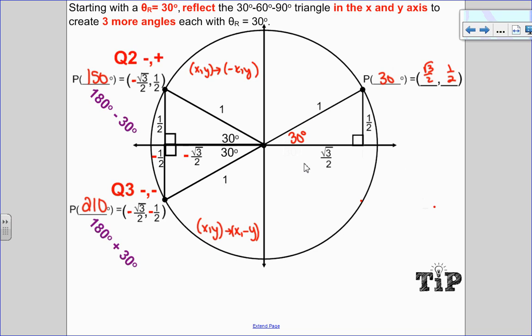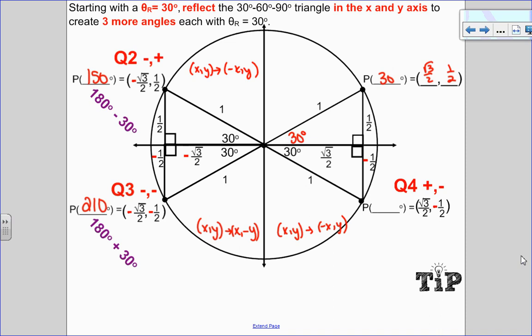Okay, for my final triangle here, I'm going to take this triangle and reflect it horizontally in the y-axis. When I reflect something horizontally, all of my (x, y) points become (negative x, y) points. So x becomes the opposite value, y stays the same. Reflecting that triangle, you can see that my y values stayed the same, negative 1/2. My x values were opposite. So negative root 3 over 2 became positive root 3 over 2. So my coordinate here will be root 3 over 2 and negative 1/2, again fitting with quadrant 4, where our points are always positive and negative.